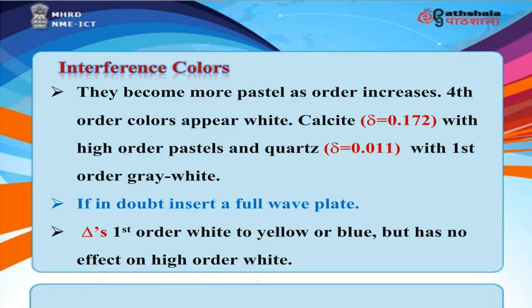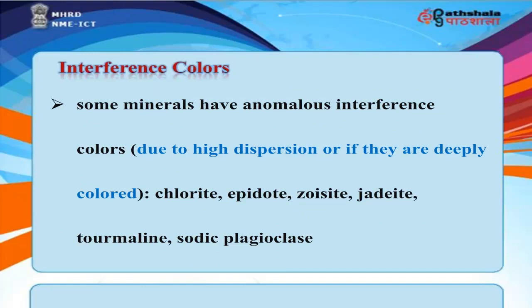If in doubt, insert a full wave plate. It turns first order white to yellow or blue, but has no effect on high order white. Some minerals have anomalous interference colors due to high dispersion or if they are deeply colored: chlorite, epidote, zoisite, jadeite, tourmaline, sodic plagioclase.